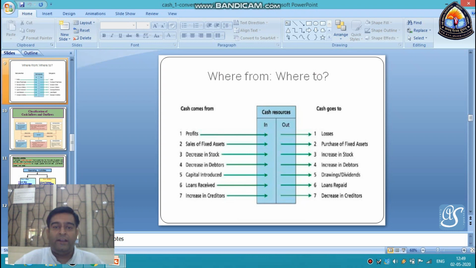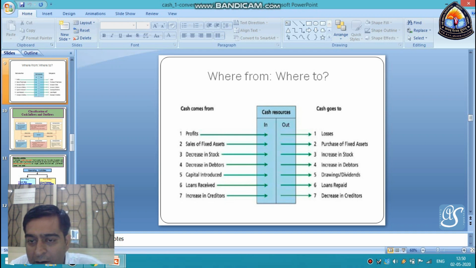Now come to the main point: where from, where to. As we know, in the cash flow statement there are two basic points, cash inflow and cash outflow. So first we should know what the points are where cash comes from. These are the list, and also where cash goes out, or you can say utilization of cash. Profits, sale of fixed assets, decrease in stock, decrease in debtors, capital introduced, loan received, increase in creditors. These are the points known as cash comes from, the things from which we can earn cash.